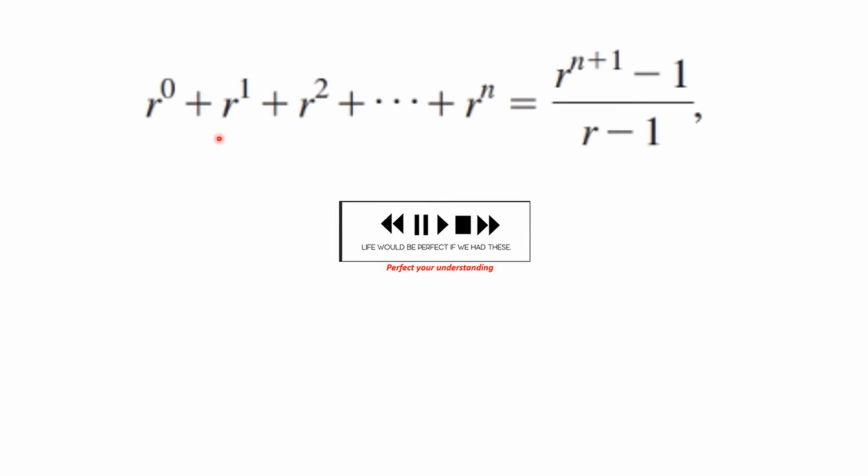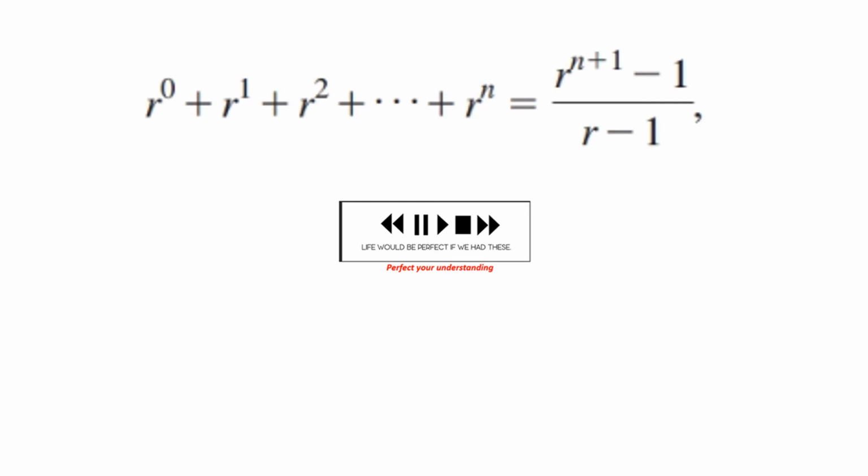Let's do another example, and we're going to prove that this formula is true for any real number r, where r is not 0. We're going to prove that this is true for any real number r not equal to 0, and we're going to use the principle of mathematical induction to do it. So this whole statement is P of n. You know what to do.